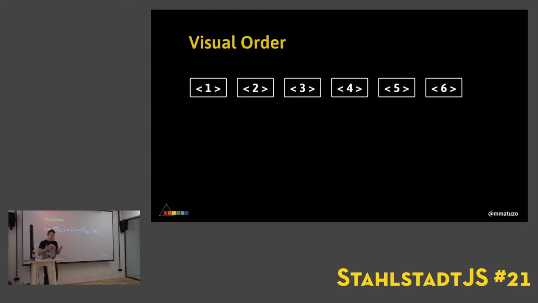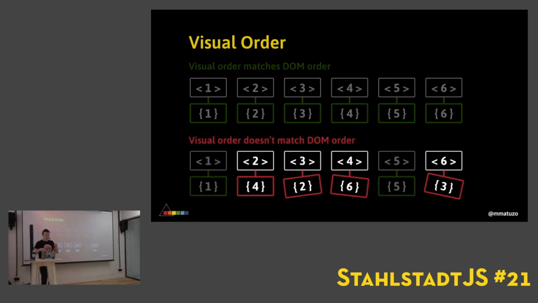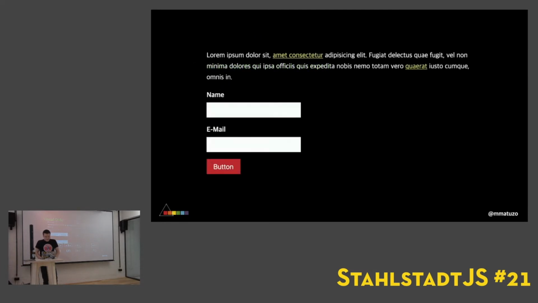So if you have a document, and let's say those are HTML elements, and the visual order, so the order in CSS, is the same as the order in HTML, everything is fine. But as soon as we start changing the visual order in CSS, there is a mismatch between DOM order and visual order. And this might be a problem. Let me give you an example. Let's say we have a paragraph with some links and a form. If I press tab now, you can see that the focus indicator jumps from the first item to the second, to the third one, and so on.